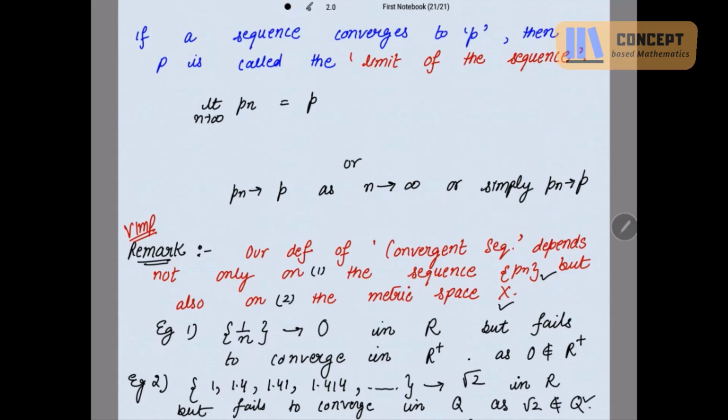Next time we will do the theorems based on the convergence of sequences. Just get ready for that.